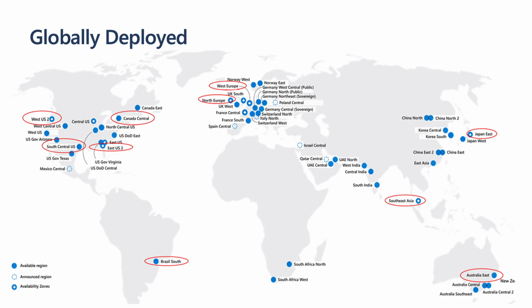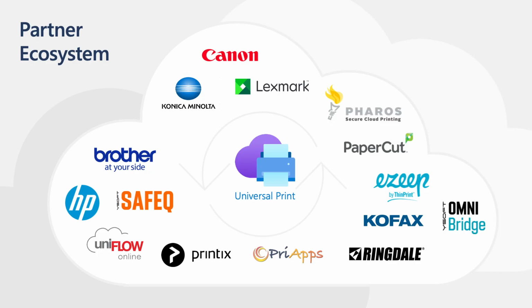You can start deploying Universal Print today. Universal Print is deployed globally across different Azure data centers to serve the customers from within the region they are in. We will continue to add more data centers as we march towards GA. Multiple partners have announced collaboration with Universal Print to support their solutions. Now, those solutions are real and already in the market.